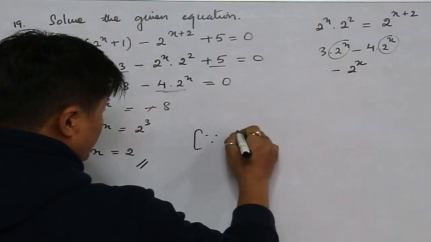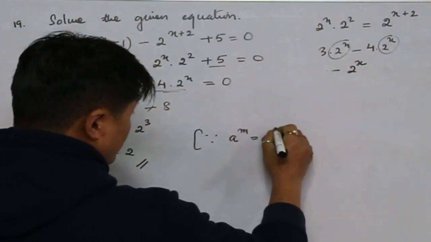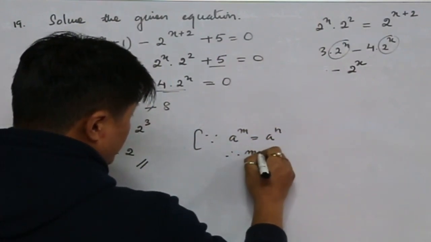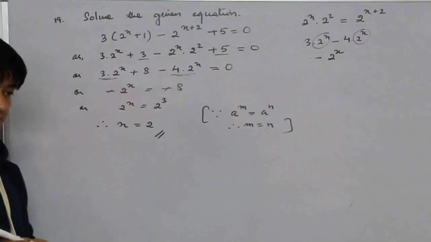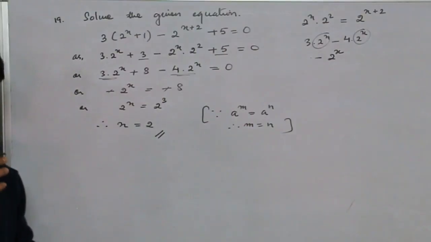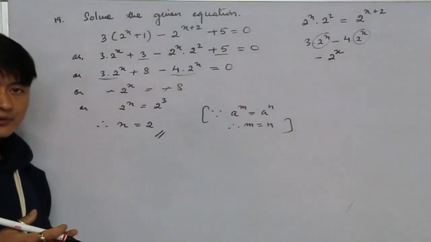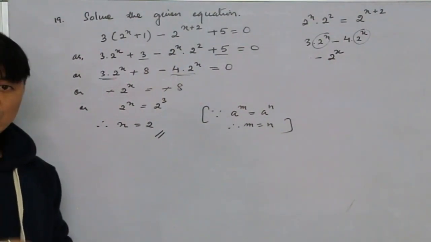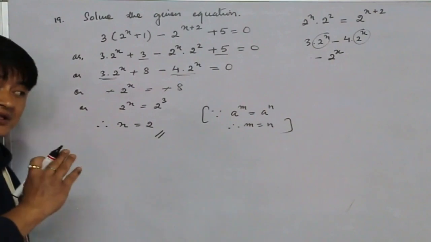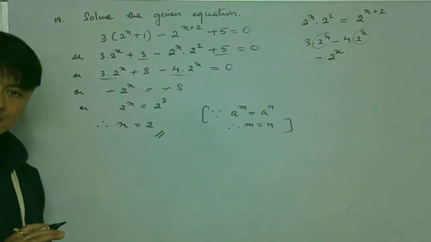Since a to the power m is equal to a to the power n, therefore we can write m is equal to n. With this sum, we have solved all the important and different types of questions from this chapter. Hope this will help you to understand the chapter indices clearly. Thank you.